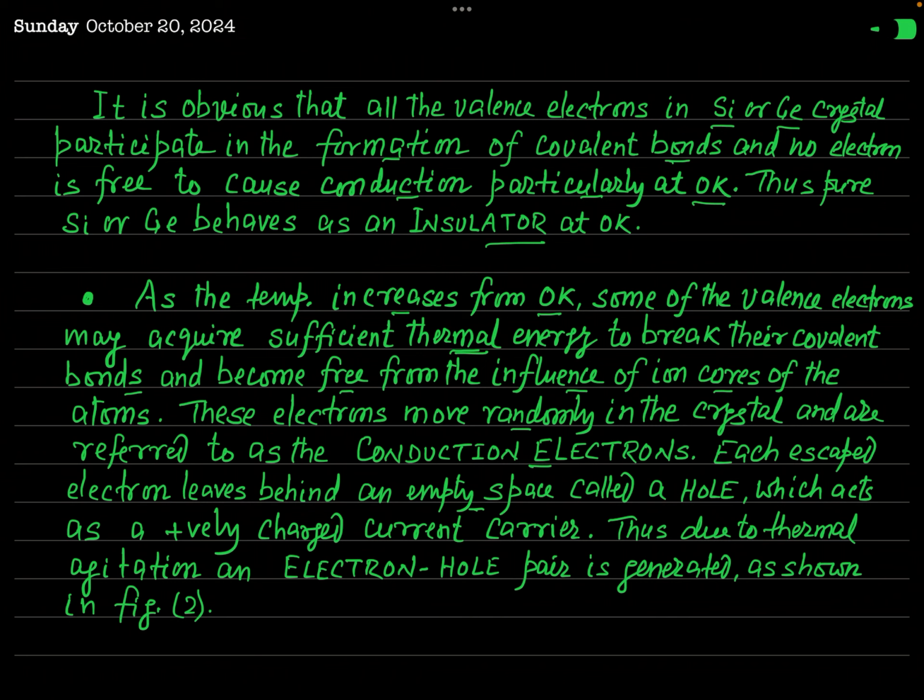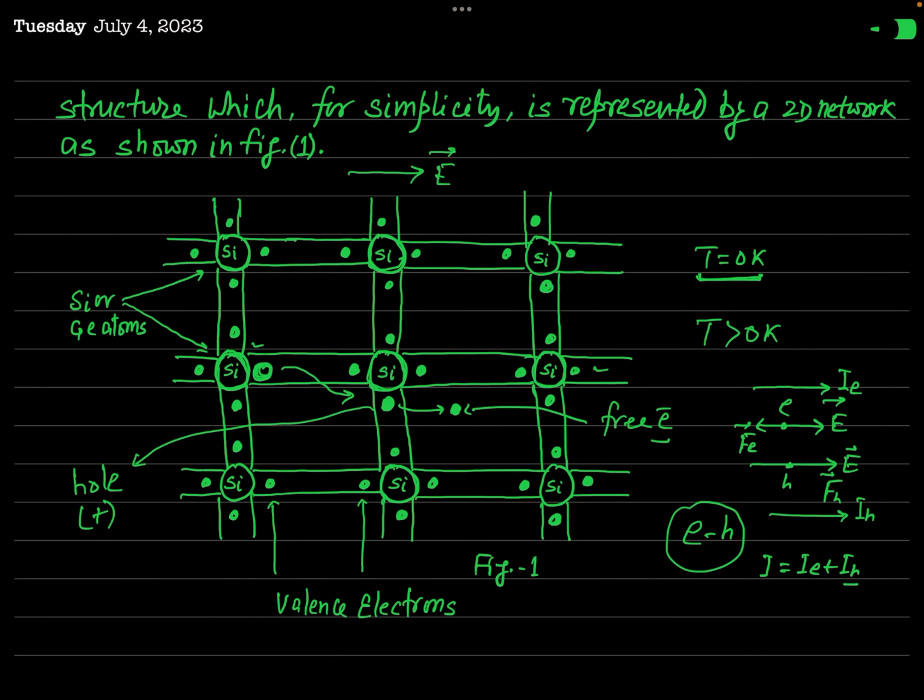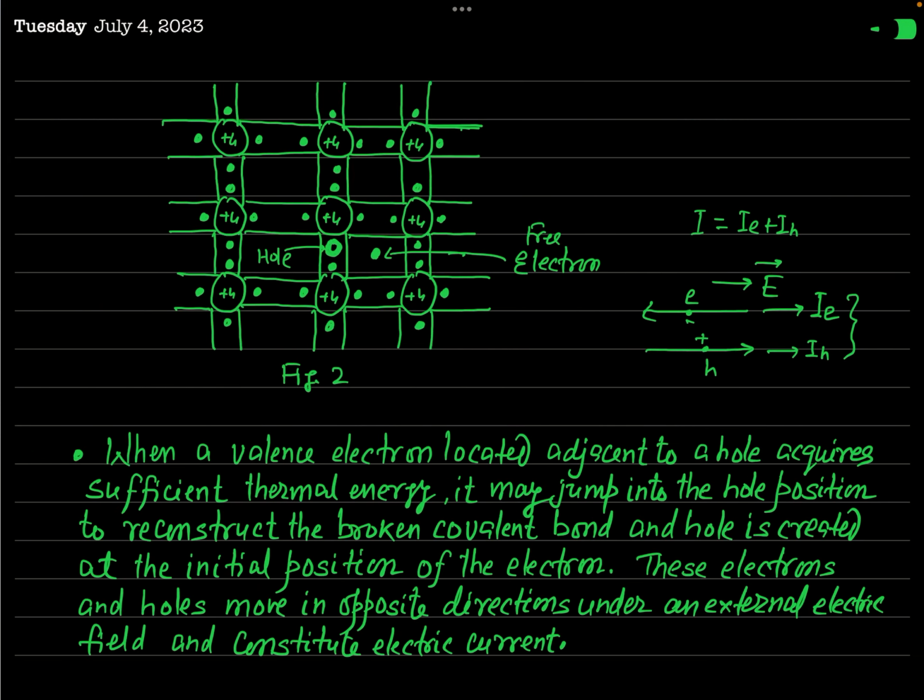Each escaped electron leaves behind an empty space called hole, which acts like a positively charged current carrier. Thus, due to thermal agitation, an electron-hole pair is generated as shown in this figure. In this figure 2, you can see the electron I have shown here. The electron is detached from here, and hole is created here.